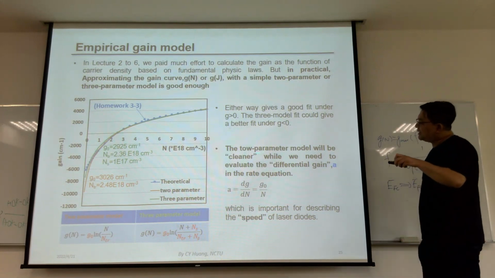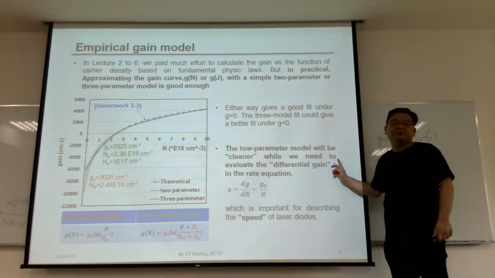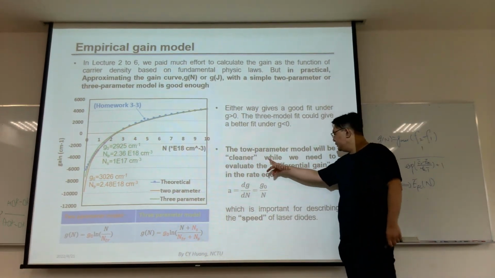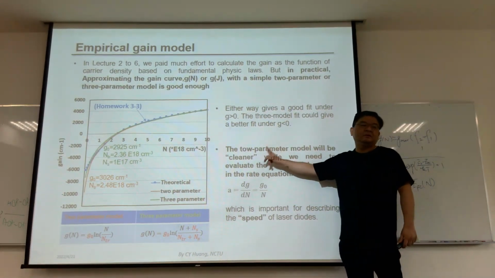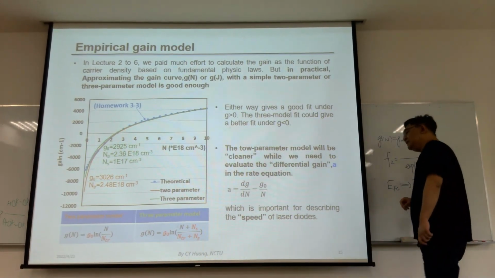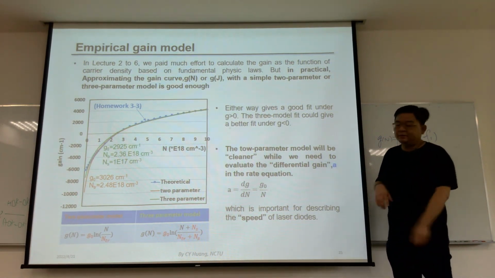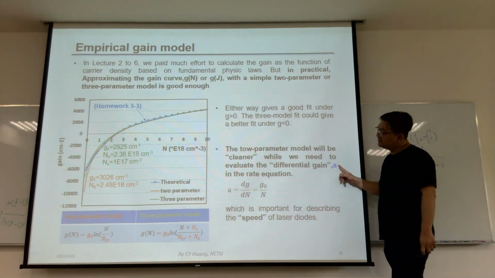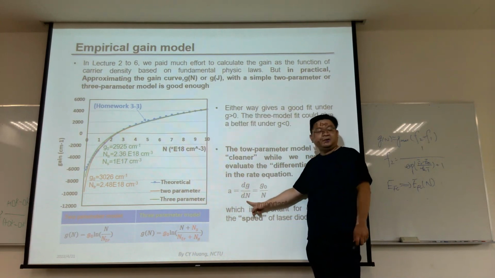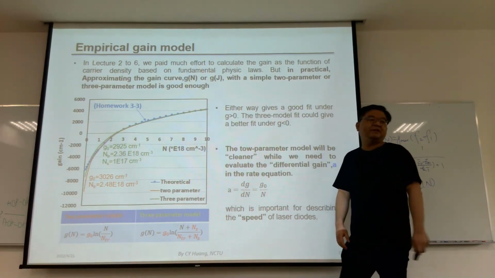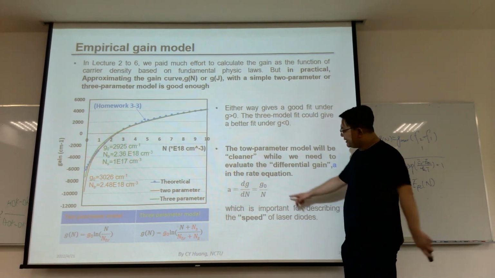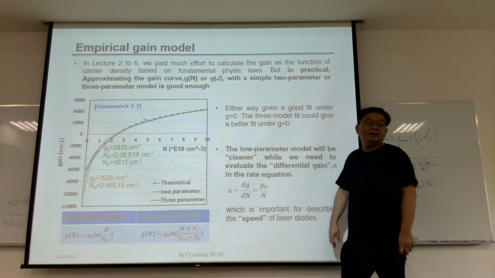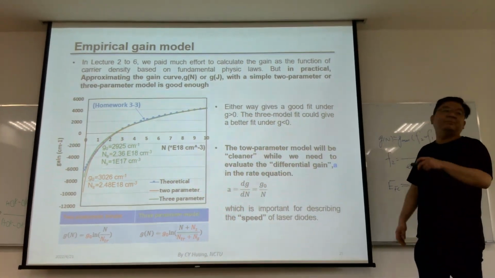So the two-parameter model will be cleaner since we can do it with an analytic expression. And we can define a term called differential gain with the two-parameter model. The differential gain is usually written as a lowercase a. It's dg over dn at a specific carrier density. If you take that, it will be G0, the first parameter, divided by the carrier density. This will be used next week.